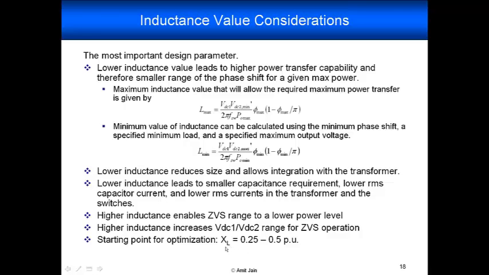The starting point for optimization is a per unit impedance for the inductance of approximately 0.25 to 0.5 per unit. The base here is defined with the power base being equal to the rated power and the voltage base being equal to the input DC voltage VDC1, and this inductance then is also referred to the primary side of the transformer.